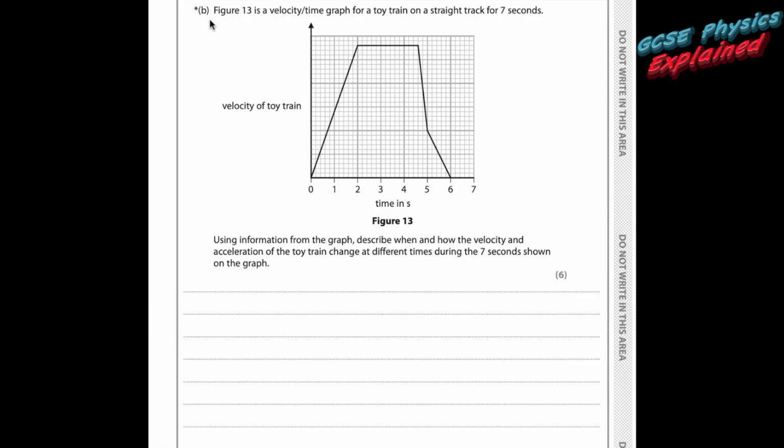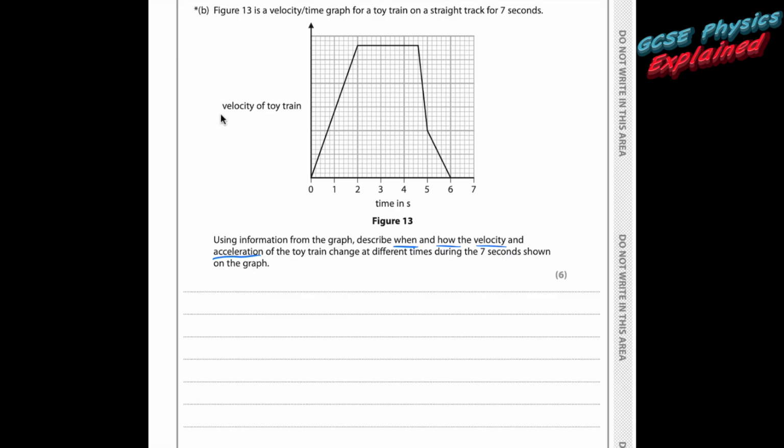And finally, question B, our 6 marker. The last question. Figure 13 is a velocity time graph for a toy car on a straight track for 7 seconds. Using information from the graph, describe when and how the velocity and the acceleration of the toy train change at different times during the 7 seconds shown on the graph.